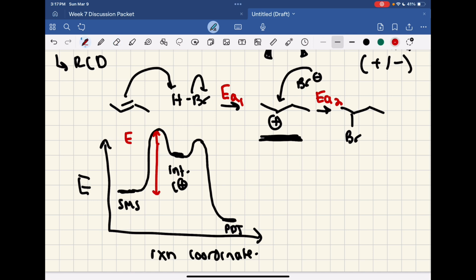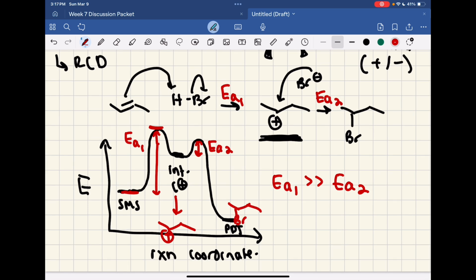The energetic barrier is defined as the energy distance between the top of the curve and the beginning of the curve. This would be EA1, and then the next one would be EA2. Notice EA1 is much, much greater than EA2. Okay? Specifically, the intermediate well right here would refer to this carbocation structure. Okay? And the product structure should be this Markovnikov addition product. And then we obviously know what our starting materials were. Something that looks like that.